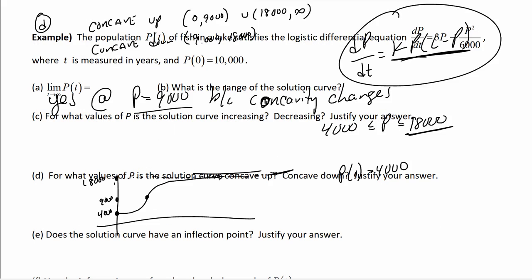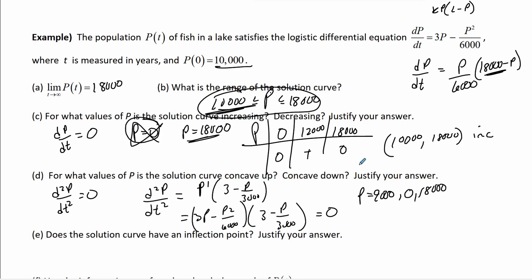Right. So now let's go back and look at this one here. That means it's going to be concave down from 10,000 to 18,000. Okay, concave down from 10,000 to 18,000.